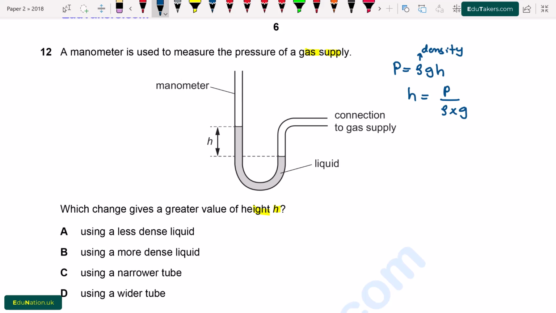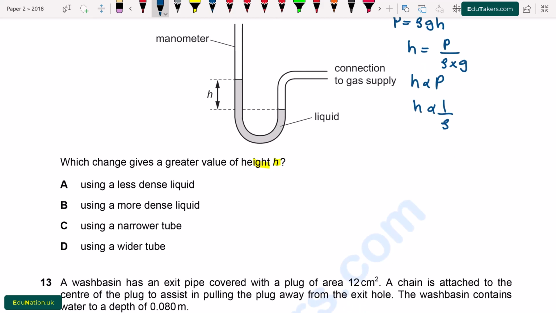We can simply see from here that height is directly proportional to pressure and it is inversely proportional to density. First of all, we check the options. In option A, using a less dense liquid. B, using a more dense liquid. C, using a narrow tube. D, using a wider tube.